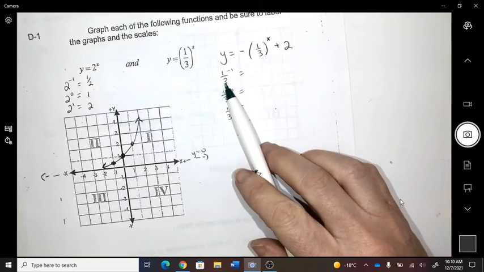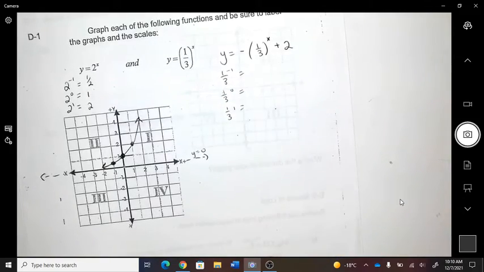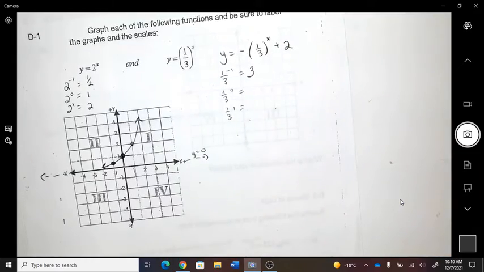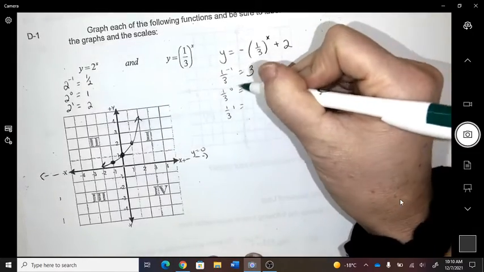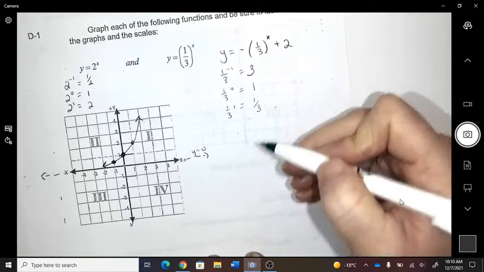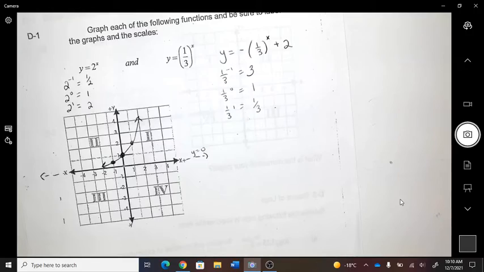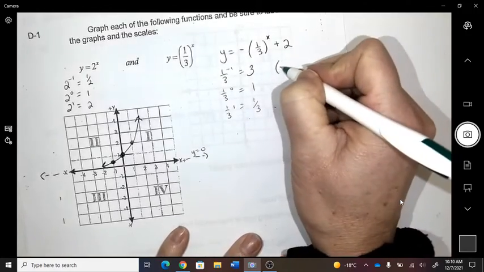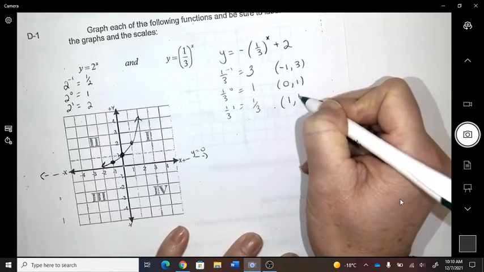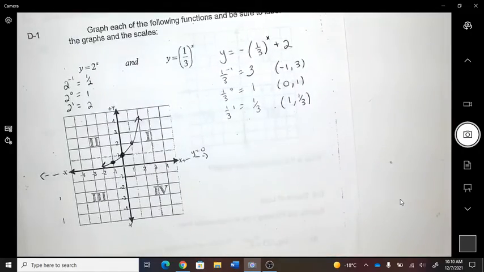What is 1/3 to the -1? What happens there? It becomes 3 because it flips. Anything to the 0 is 1. Anything to the 1 is itself. So that gives me 3 coordinates on my graph.